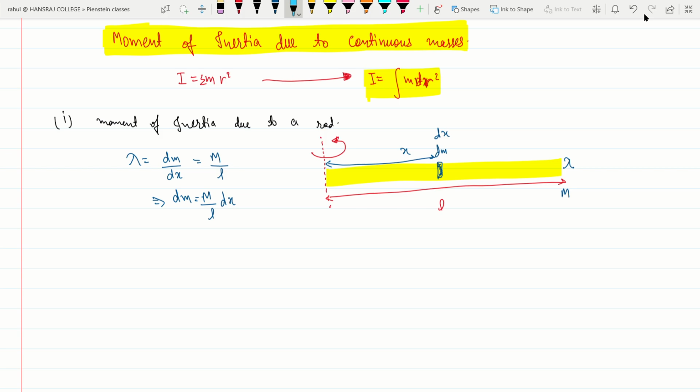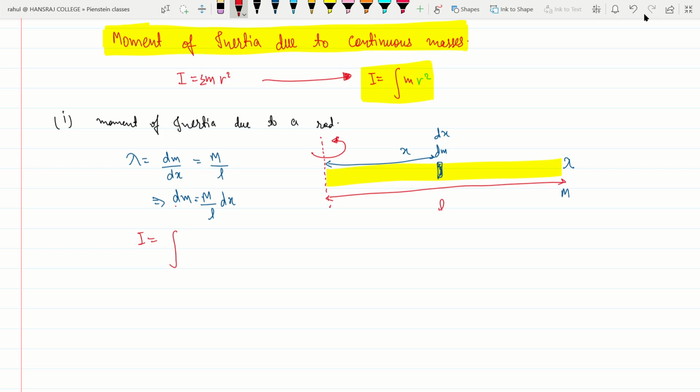Alright, in our formula, this is not dr, this is m times r square, or we can replace this variable according to our need. So let us put this smaller mass. There will be an infinite number of masses in the length of that rod, right?